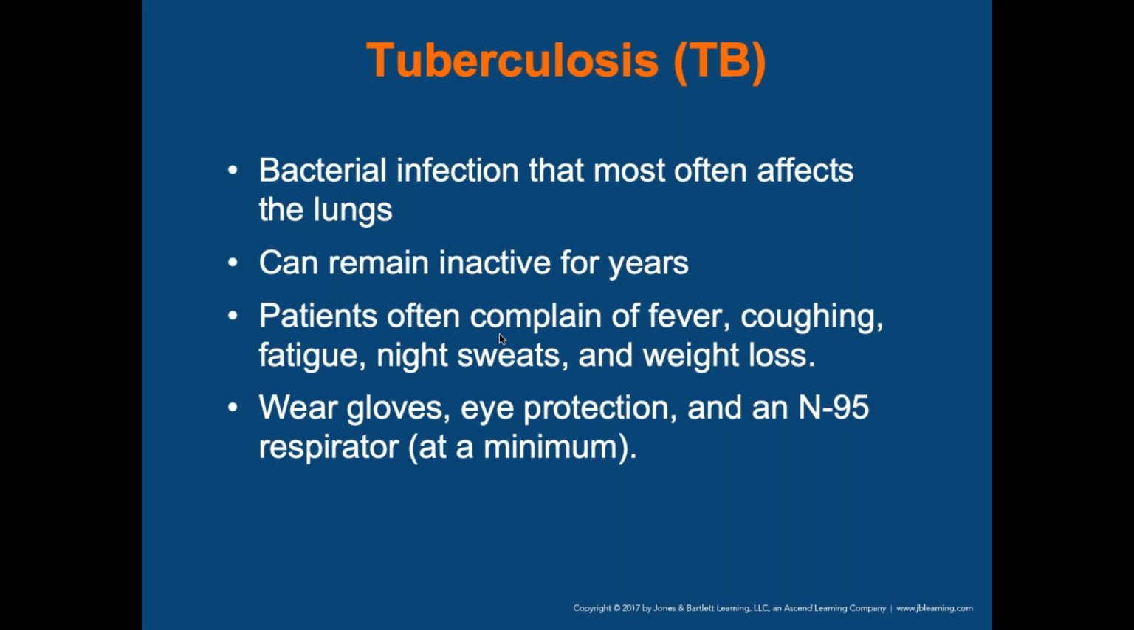Patients often complain of fever, coughing, fatigue, night sweats, and weight loss. And with severe infection, patients will experience shortness of breath, coughing, productive sputum, bloody sputum, and chest pain. Prevalence is very high in the homeless population, prison inmates, and nursing home residents. TB is also found in people who abuse intravenous drugs or alcohol, or those with HIV.